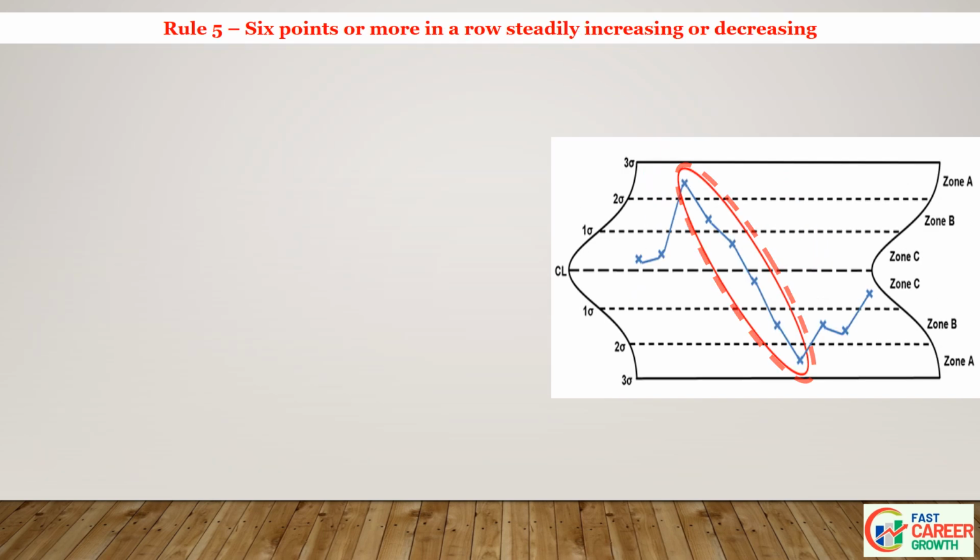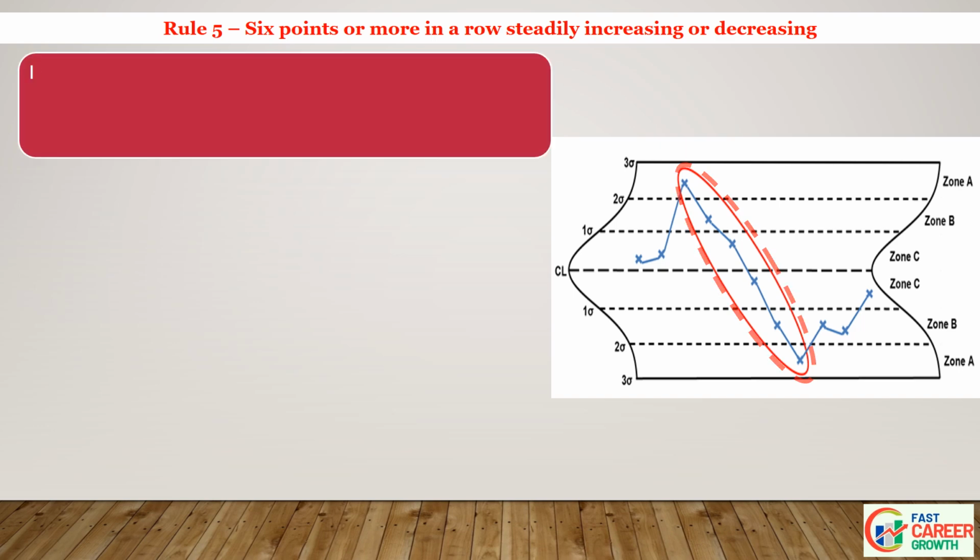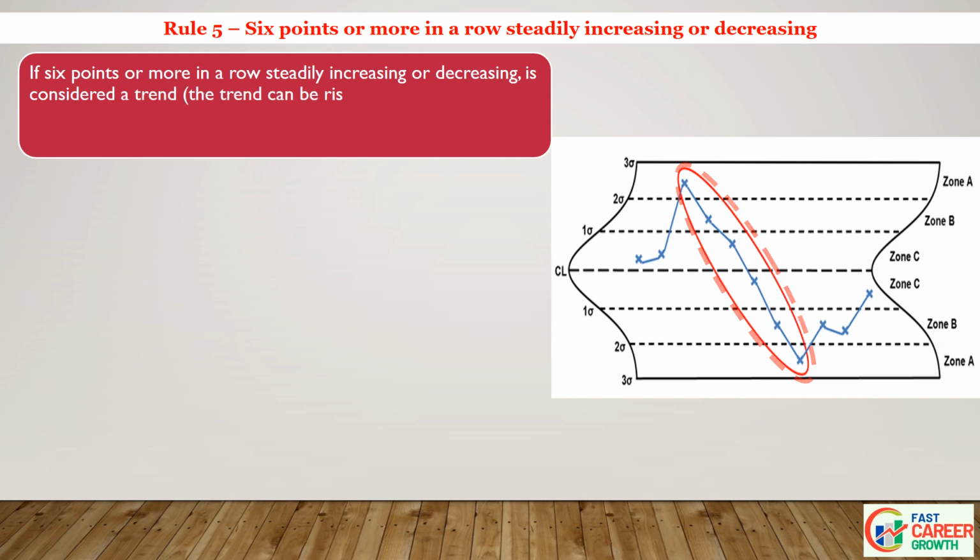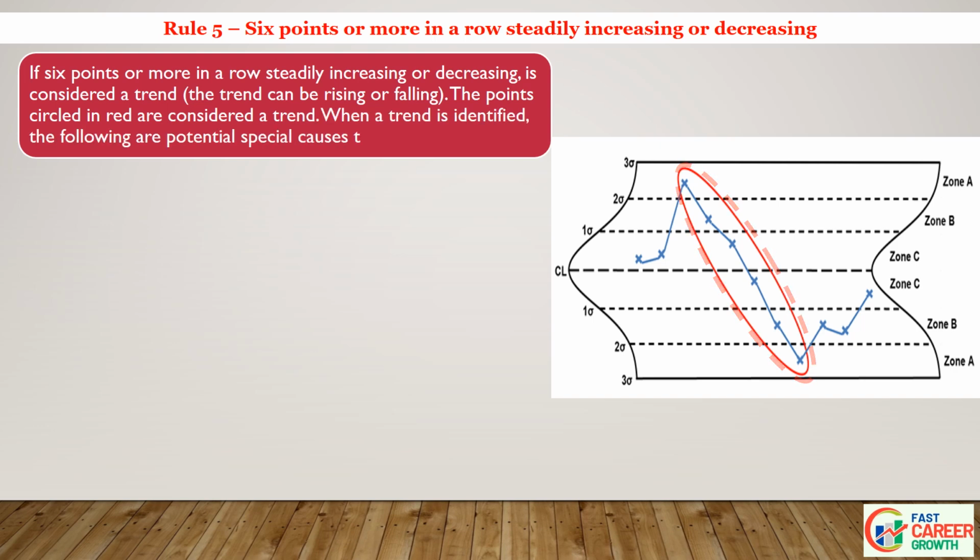Next, Rule 5. If 6 points or more in a row steadily increasing or decreasing, it is considered a trend. The trend can be rising or falling. The points circled in red are considered a trend. When a trend is identified, the following are potential special causes to consider.